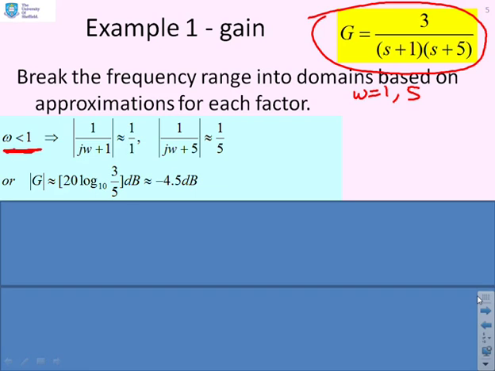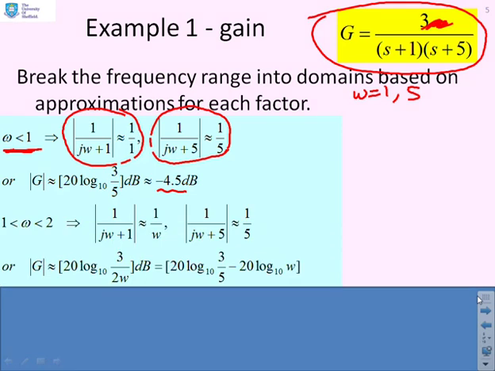If omega is much less than 1, then the first factor, 1 over j omega plus 1, can be approximated by 1 over 1, and the second factor can be approximated as 1 over 5. So I put those two together, and what do I get? Don't forget we had this 3 up here on top, so I end up with a gain of 20 log to the base 10 of 3 over 5, or minus 4.5 decibels.